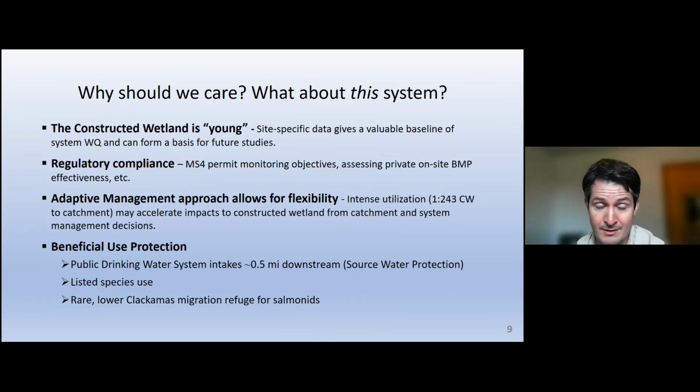This functioning wetland can help act as source water protection because there's several drinking water intakes on the Clackamas River just downstream of where Carli Creek combines with the Clackamas River. There's also listed salmonid species that use Carli Creek as a refuge as they migrate up the Clackamas River. We found them in surveys and such, so we want to keep this thing protected and functioning.